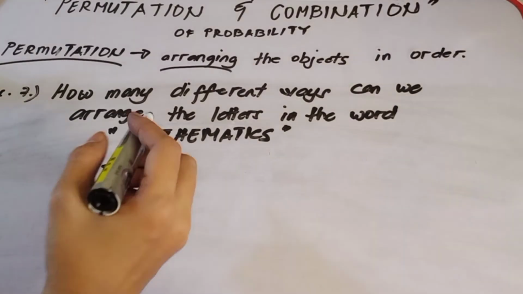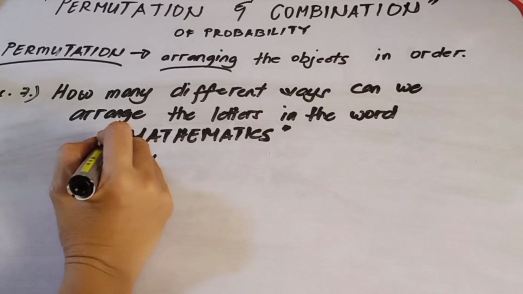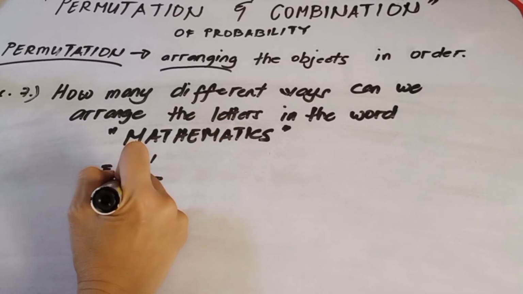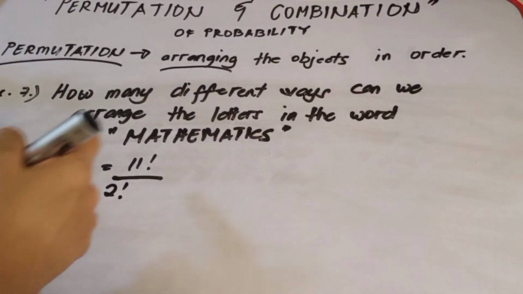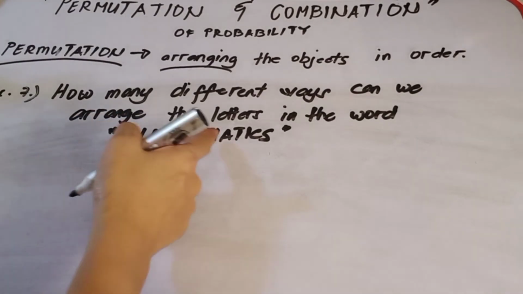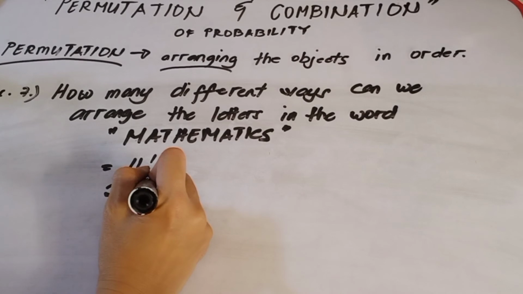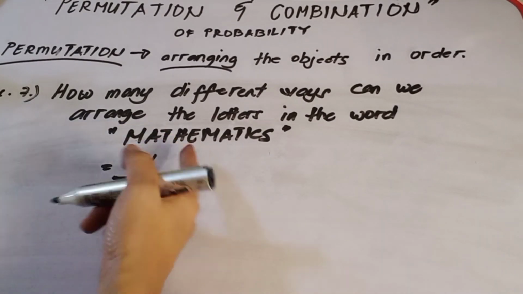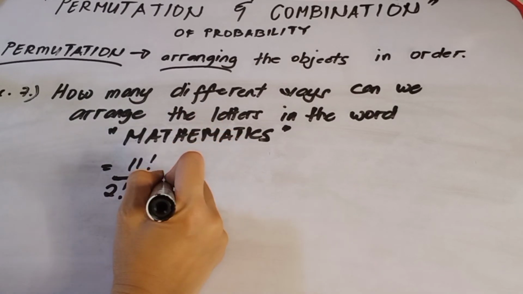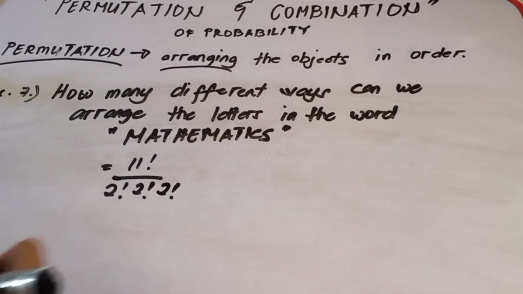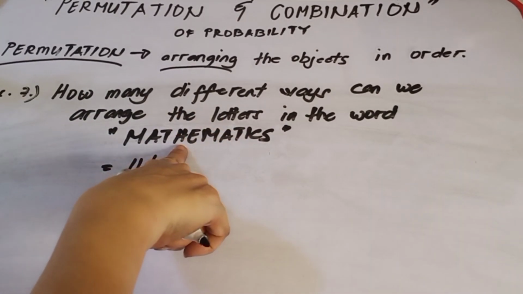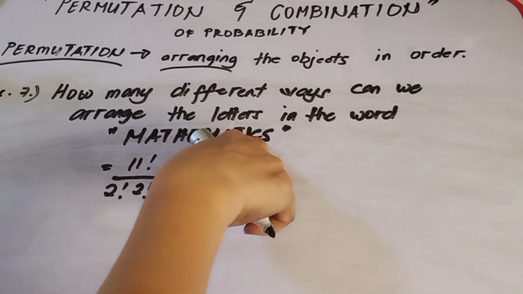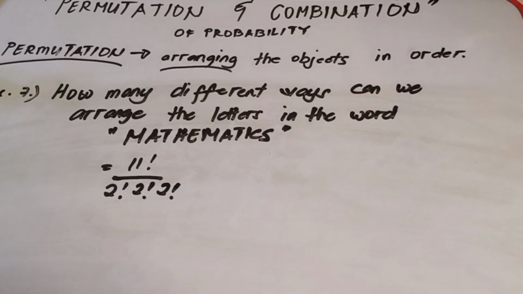So, si M, ilang beses siya naulit? 1, 2. So that is over 2 factorial. Si A may naulit din. That is 1, 2. So that is another 2 factorial. Si letter T may naulit din. So that is another 2 factorial. Ano pa? Si H ba meron? Wala. Si E, wala. Si I, si C, si S, wala.